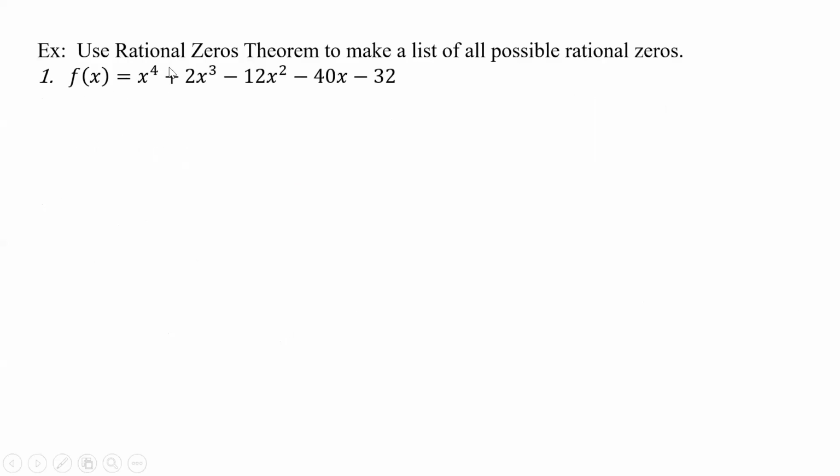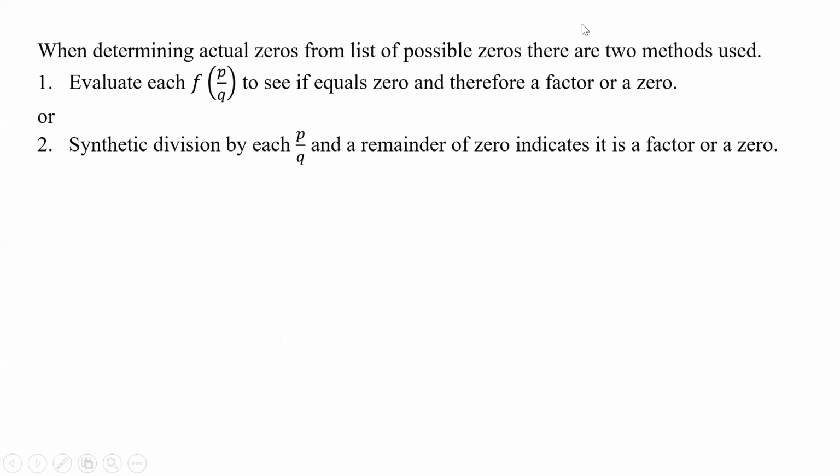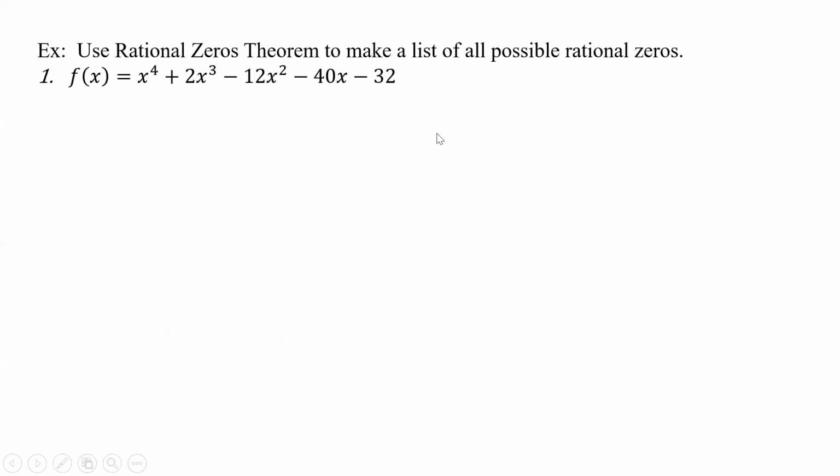So what we're going to do is use those two or three things, and we're going to start looking for possible lists of rational zeros. Then we'll start making a possible list and simplifying them, and then we'll actually find them.